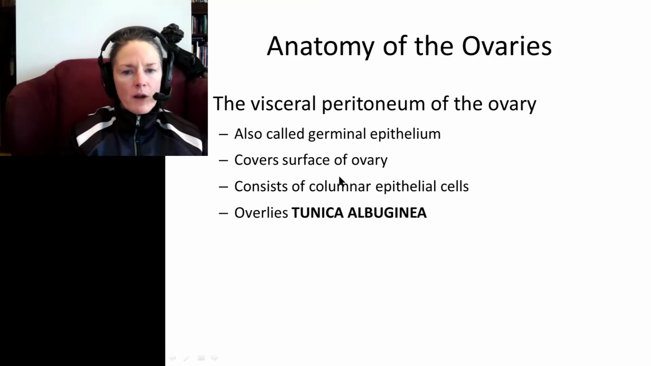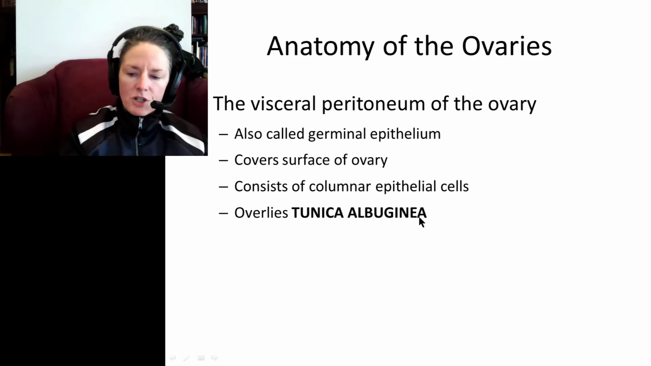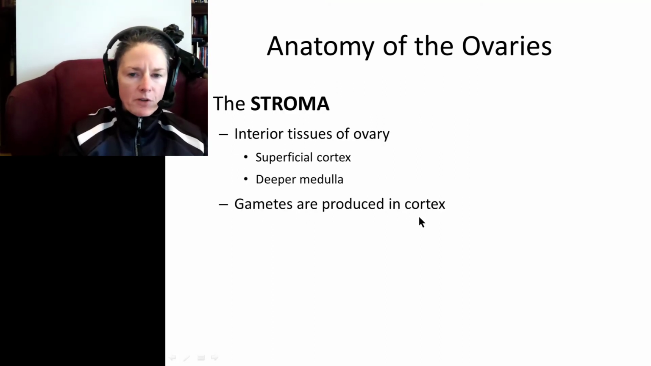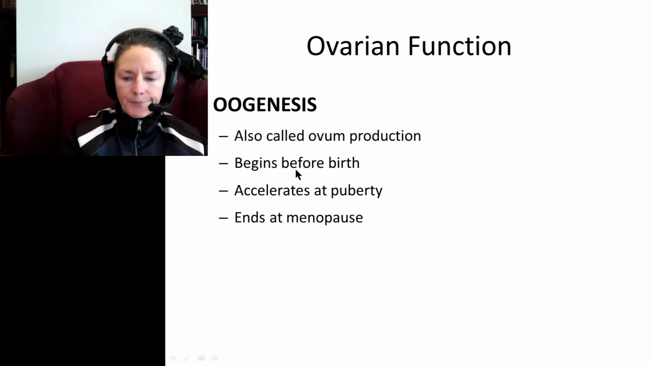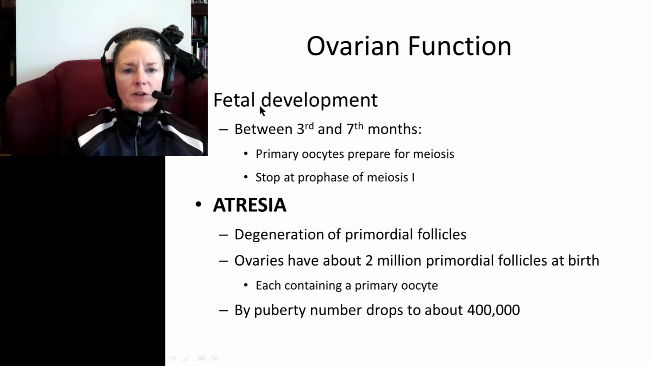And then right under that, we're going to have our tunica albuginea. And the stroma are the layers inside. We've already gone over that. Now, oogenesis is the process of maturation of the oocyte. So basically, between fetal development, 3rd and 7th months, we're going to have primary oocytes.